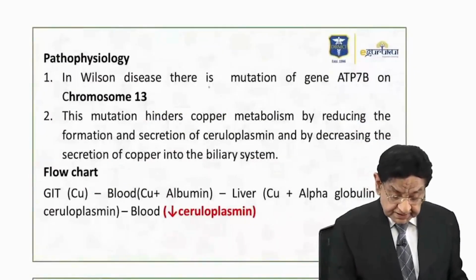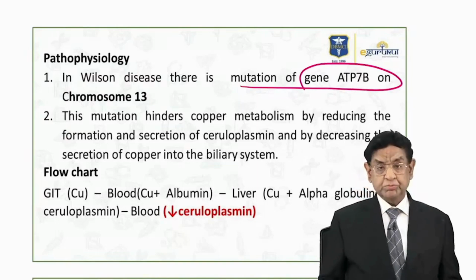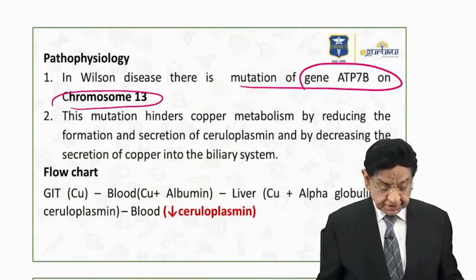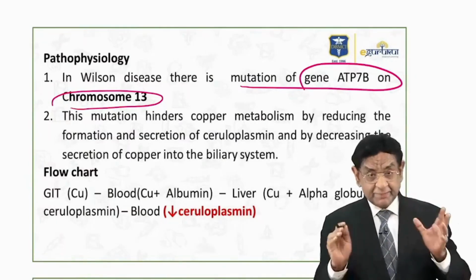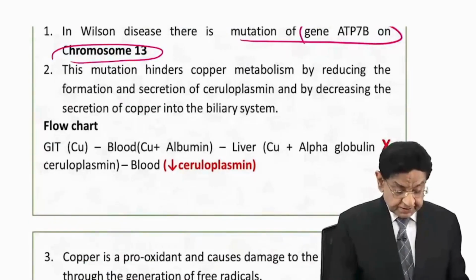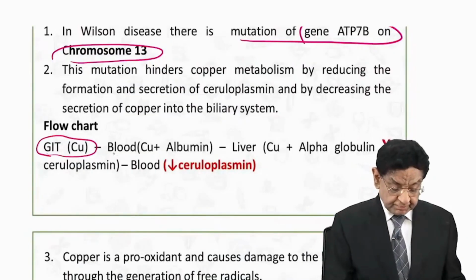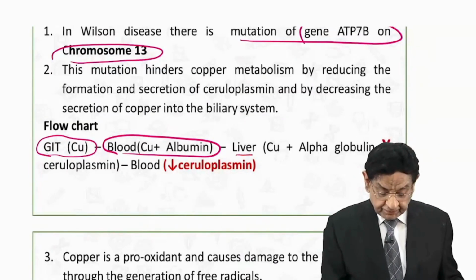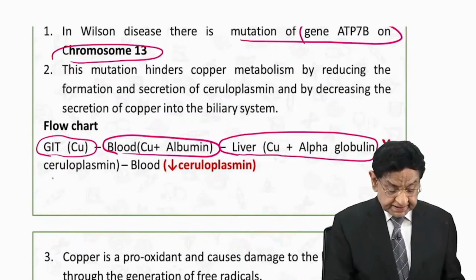Now, in Wilson disease, there is a mutation in gene ATP7B on chromosome 13. Remember chromosome 13. So, what happened in this? Look at the chart again. In the GIT, copper gets absorbed. In the blood, copper is bound to albumin. Finally, copper gets combined with alpha globulin, and what is made is ceruloplasmin.